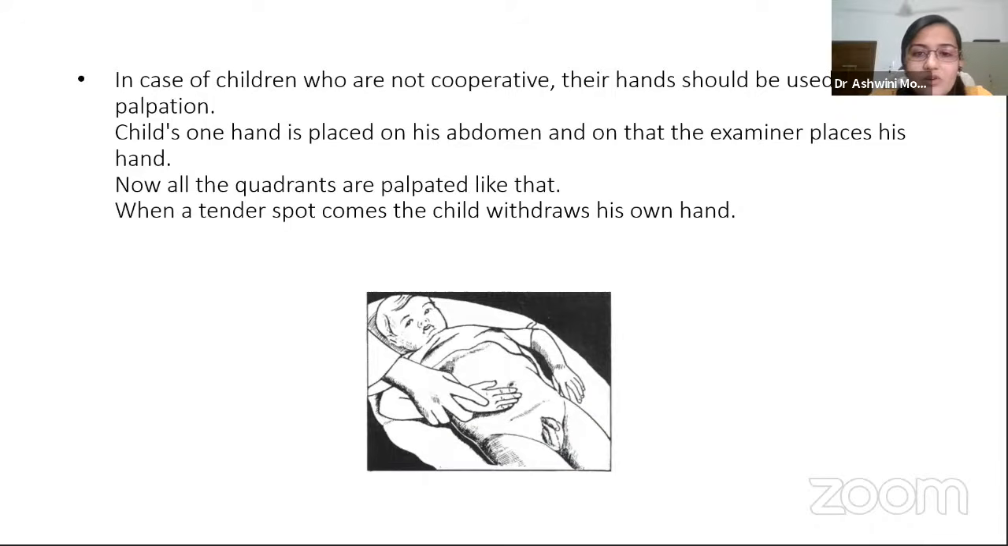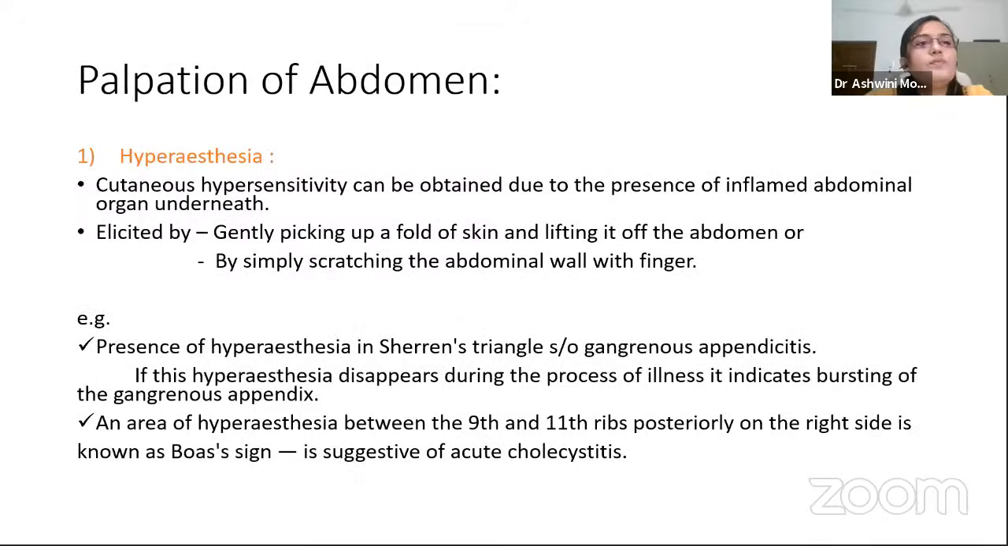Here I have shown the picture of a child having a palpation. The clinician is doing a palpation of the abdomen. Now, moving to the specific points of palpation, what all things we have to note down while doing a palpation. Up to this, I have only described the method of how to do a palpation. Now, what to do in the palpation.